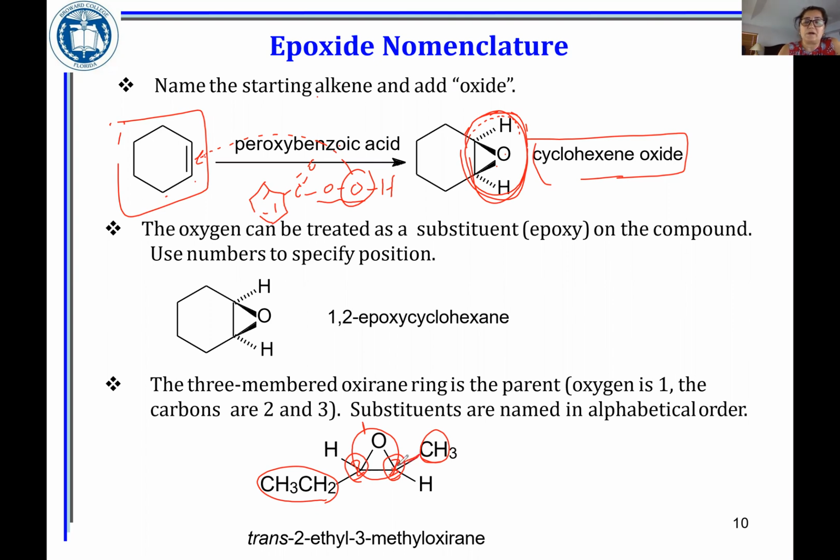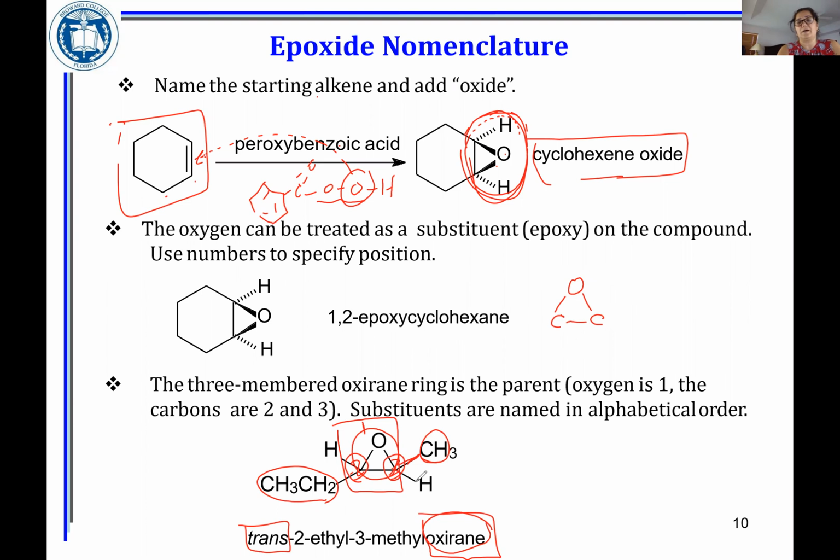These groups are on opposite sides. When you have a cyclic system, you look at whether the groups are on the same side or on the opposite side. If they are on the opposite side, you would use trans. So the name of the main part of this molecule is oxyran. Basically, you have the oxyran, and you have some groups attached to it. So you name the branches first and then say oxyran. That's another method of naming.